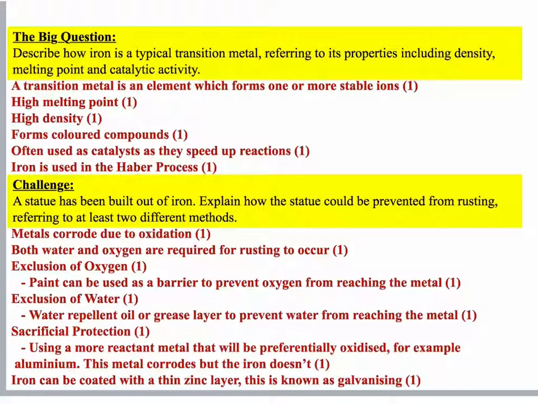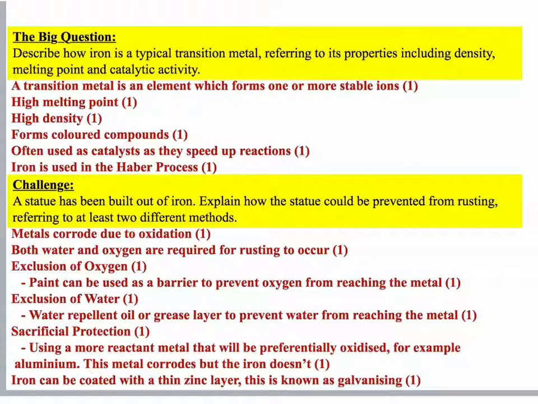Looking at the mark scheme for these two questions, for that first one, looking at how iron is a typical transition metal, it firstly is an element which forms one or more stable ions. It has a high melting point and a high density. It is also able to form coloured compounds. It can also be used as a catalyst in order to speed up reactions. For iron, it is used in the Haber process.